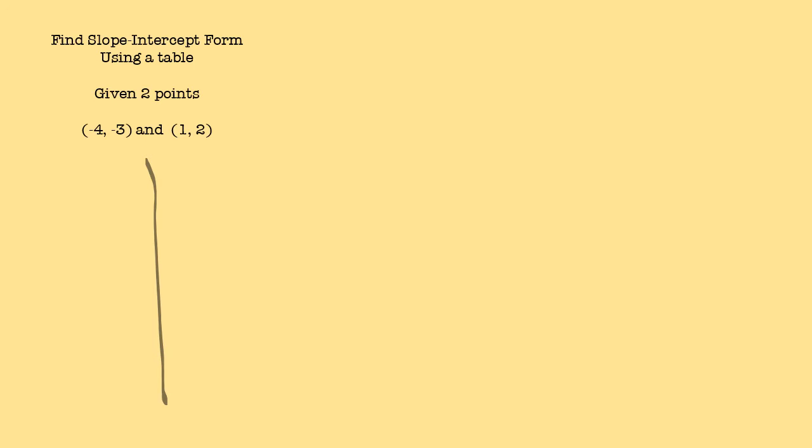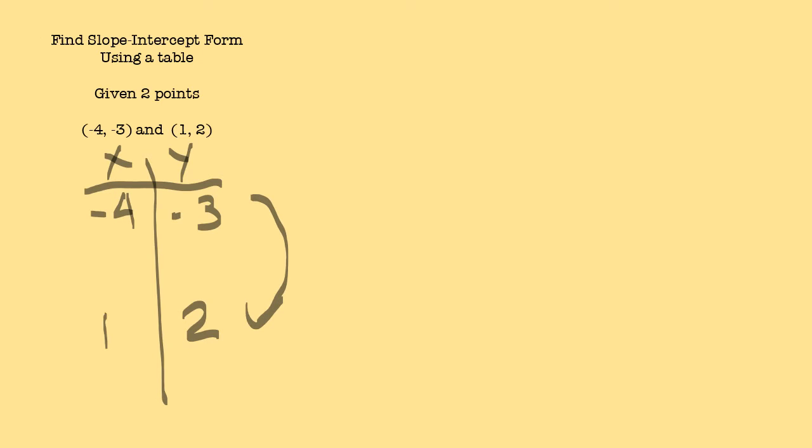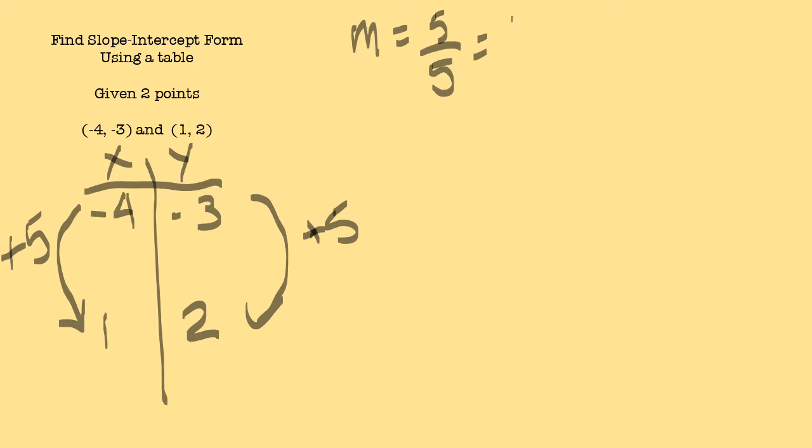So on this one, we're going to find slope-intercept by using a table. So we have a -4 and a -3, and we have 1 and 2. So from -3 to -2 is going up by 5. And on this side, we are going up by 5 as well. So this is like a perfect situation. m is equal to 5 over 5, which is equal to 1.